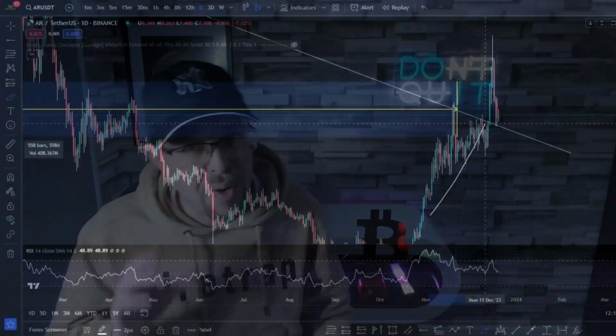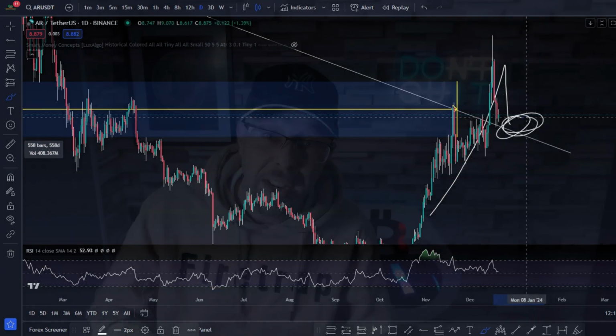I've spotted something in Arweave. 558 days in the Ascended channel, we've managed to get the breakout. I'm not only going to show you what I'm looking for in Arweave, I'm going to show you how you can identify when there's going to be a trend change and a change in momentum.